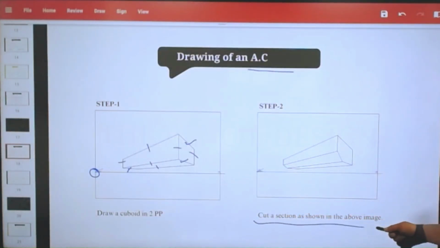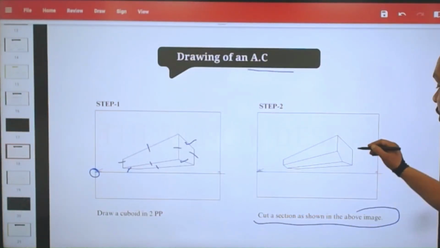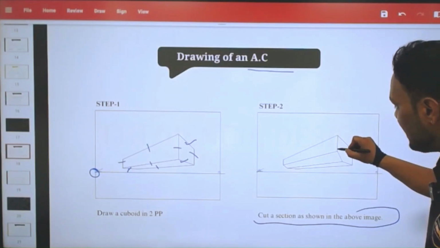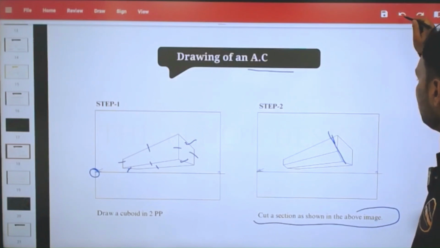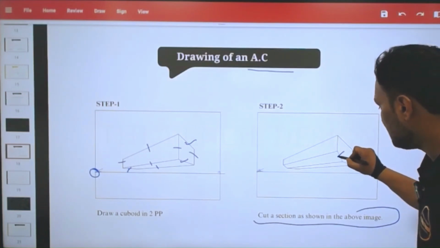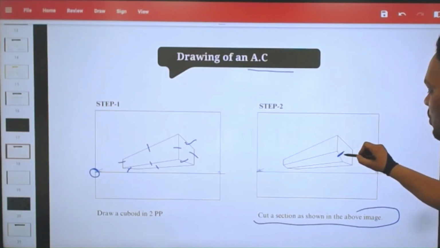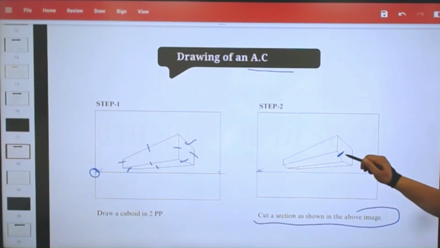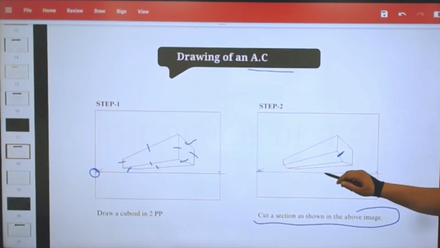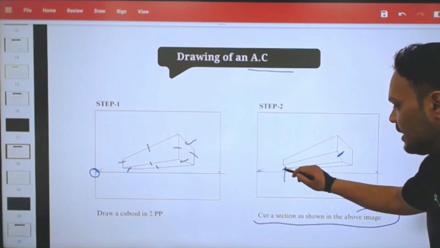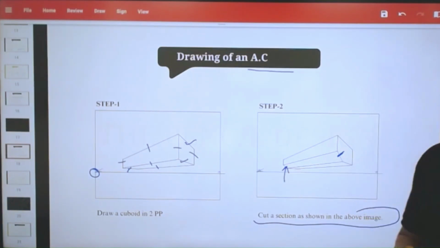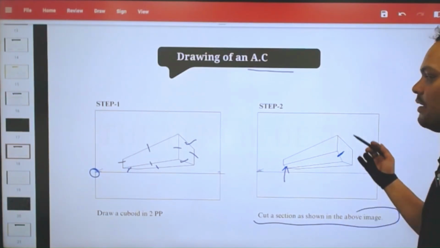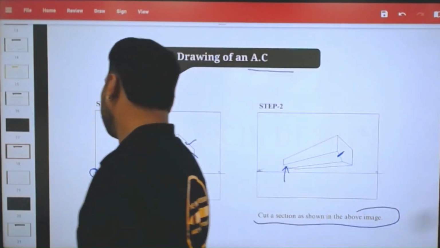Cut the section as shown in the above image, which means you guys can use the diagonal lines. You see this line is not connected to VP1 or VP2. It's a very random diagonal line, and this as well, which means you guys can use the very random diagonal lines as well as per your requirement.